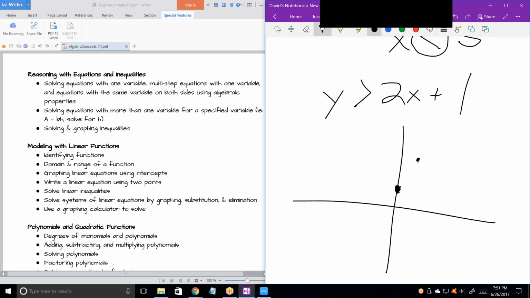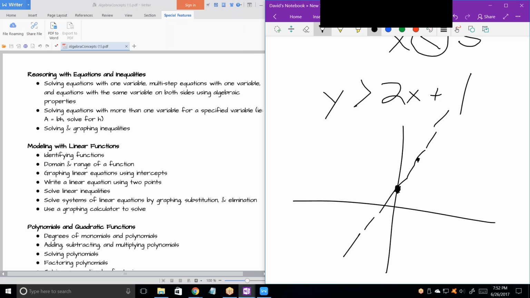Now, the last thing I got to decide is, is this a solid line or a dotted line? A dotted line. Right, because it's greater than only. It's not greater than or equal. If it was greater than or equal, it would be a solid line. And that's the only difference between a dotted line and a solid line, is whether your original thing says either the greater than or the greater than and equal.